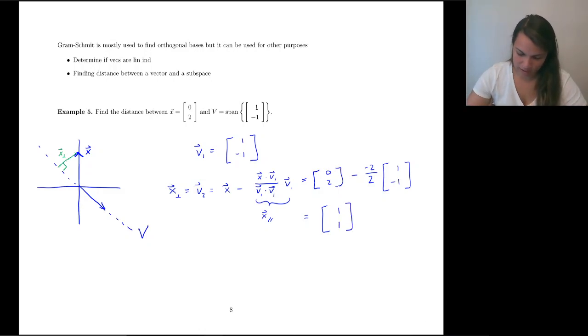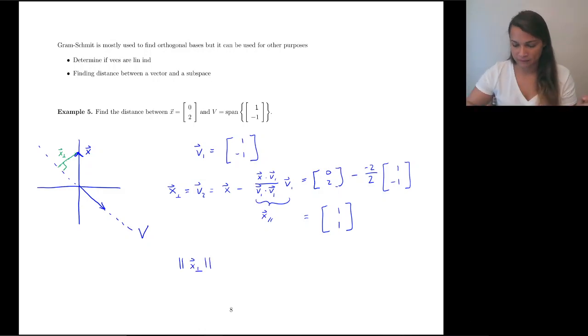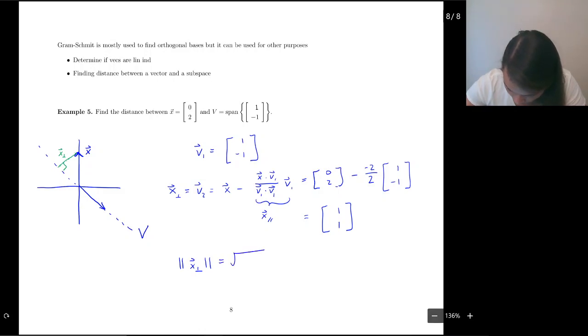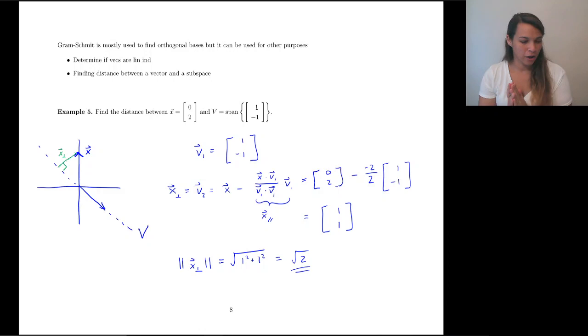So then now we have the vector x perpendicular. So if we just take the length of x perpendicular, we'll know exactly how far away x is from our subspace V. That would be the square root of 1 squared plus 1 squared, root 2. And that's a number I can live with. Okay, and then you guys will have the chance to practice this on a bigger subspace on, I think it's the exam review. But that's all I've got for you guys right now. Thank you. Bye.